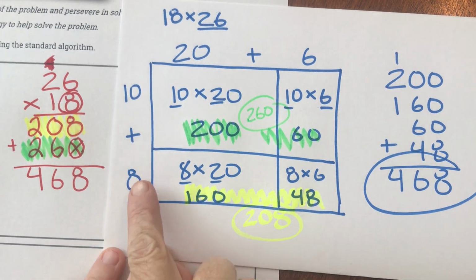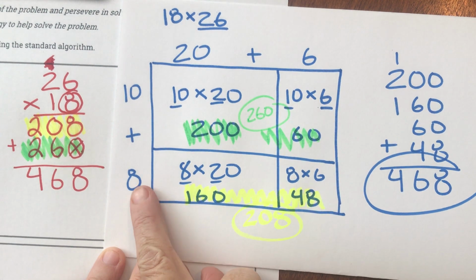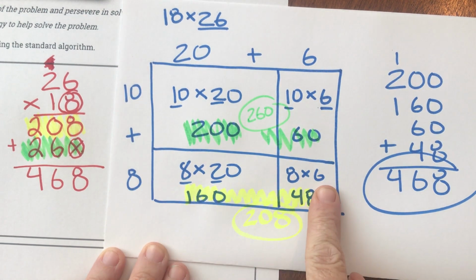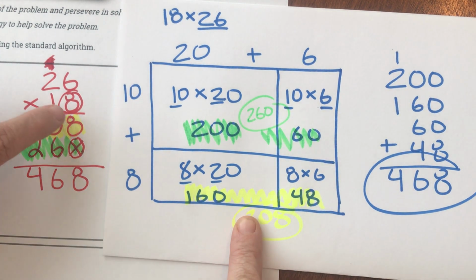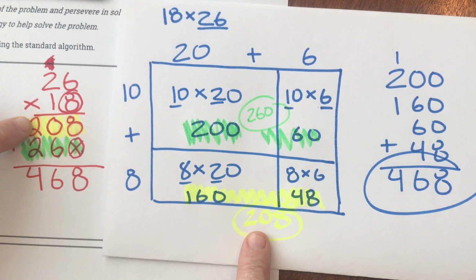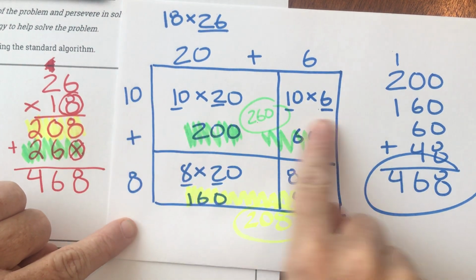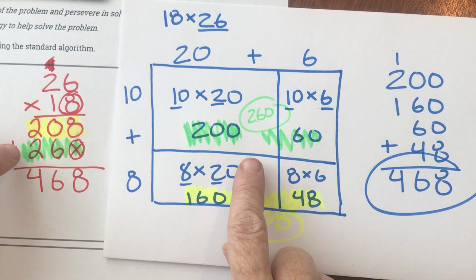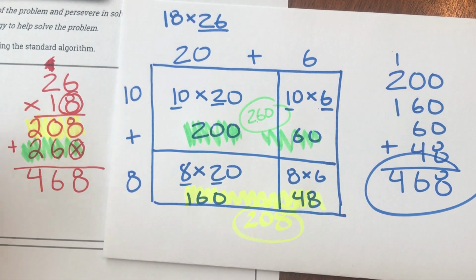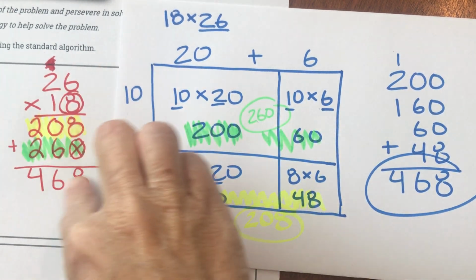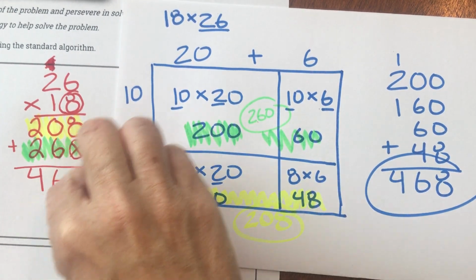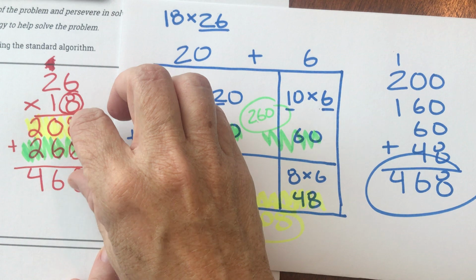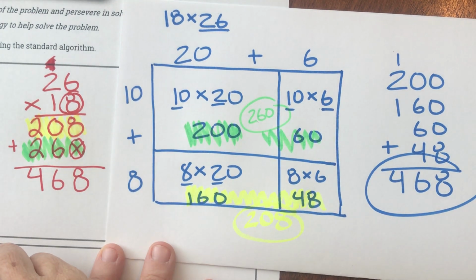So here I multiplied with the 8. This was my multiplication with the 8, and I got 208. Here I multiplied with the 10, which is the 1 in the tens place, and I got the 200 and the 60. So the reason this is called the standard algorithm, and people think it's more efficient, is because you're having fewer partial products. You're squishing two into one.